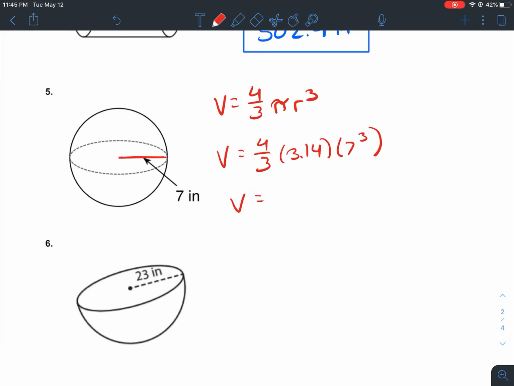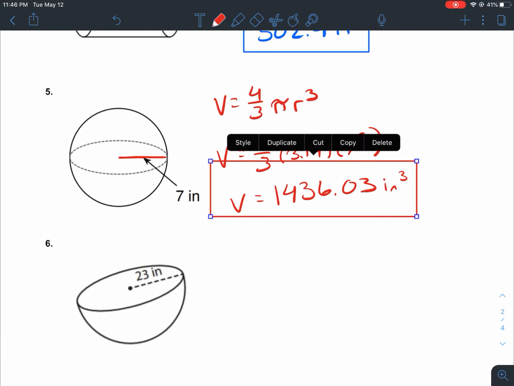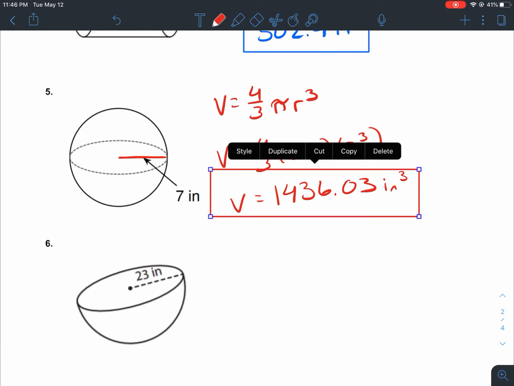When I plug that in, I got 1,436.03. And then again, volume, inches cubed. Don't forget to do that. I don't want to have to take off silly points from you, so make sure you do that on your test, please. All right.